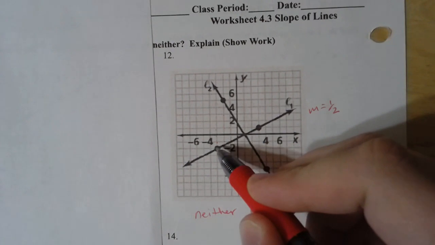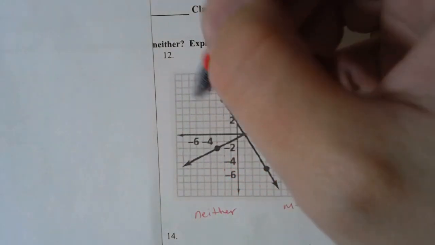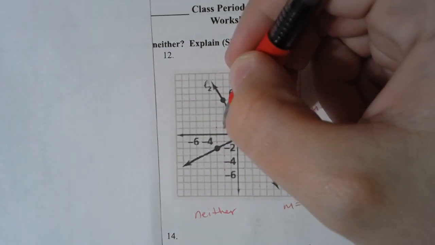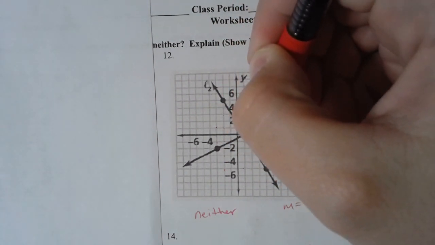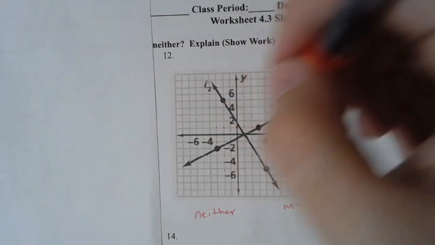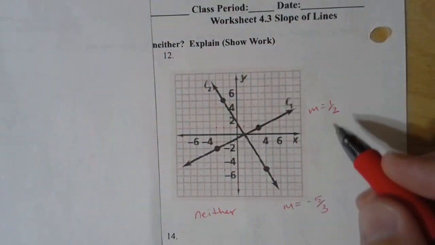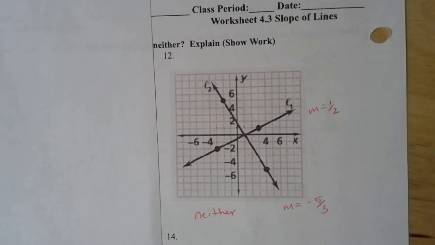So for line 1, if I'm starting here, I have to go up 1, 2, 3, and then I have to run 1, 2, 3, 4, 5, 6. So the slope of line 1 is 3 over 6, which I can just reduce down to 1 over 2. So in order for these two lines to be parallel, my other slope would need to be 1 over 2. In order for these two lines to be perpendicular, my slope would need to be negative 2 over 1.